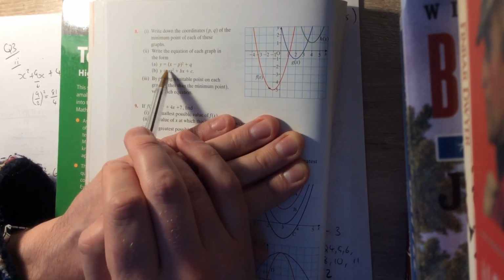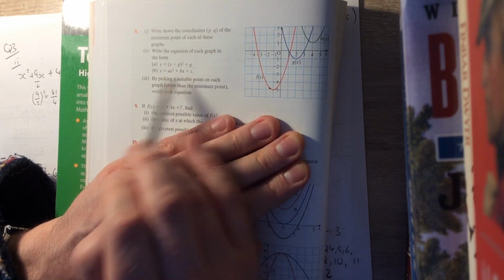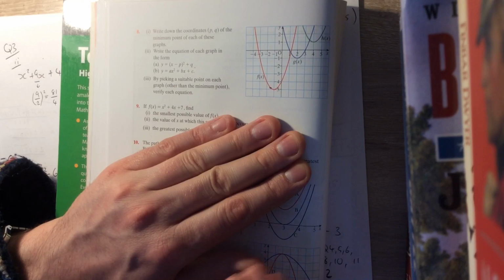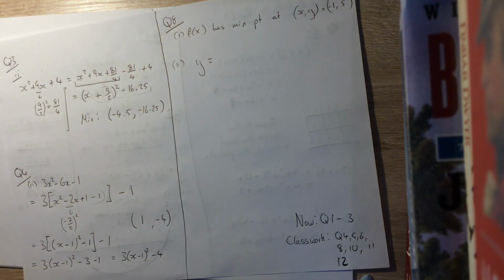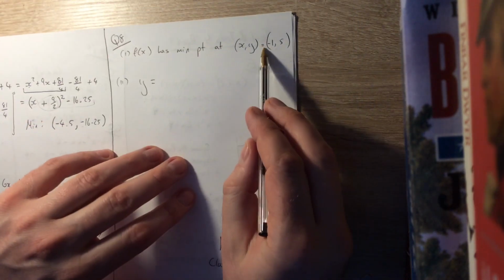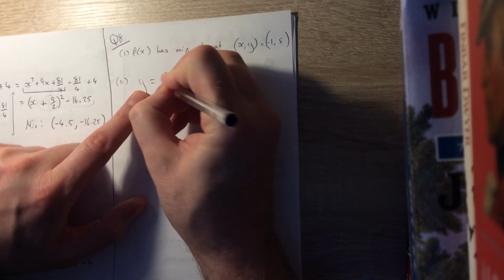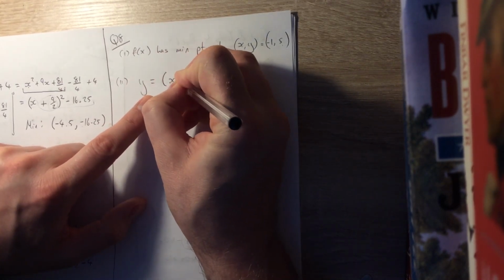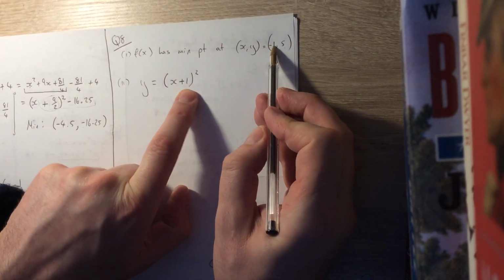Write the equation of the graph in completed square form and then in expanded form. So we'll see that in just a second. And then by picking a suitable point on each graph other than the minimum point, verify each equation. So I'm just going to do it for f of x. Okay, it has a minimum point at (minus 1, 5). Which means when we write it out in completed square form, it's going to be x plus 1 squared. Okay, because when x is minus 1, that bit will be 0.